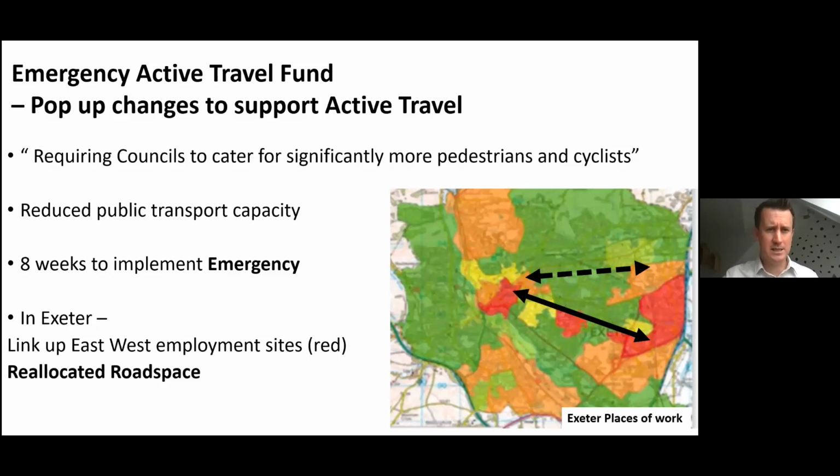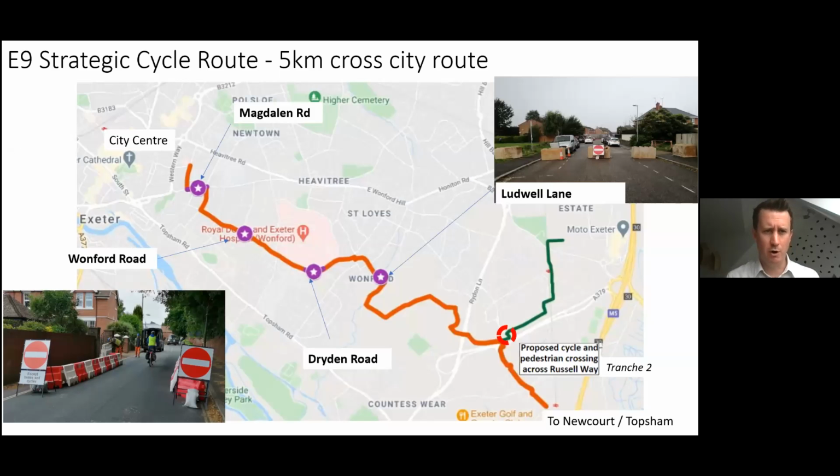The most prominent example was the creation of a cross-city strategic cycle route, which is 5 kilometres in length. We did this through a set of, I think surgical was the word Tom used, which is probably quite apt, key interventions to provide a low traffic route across the city. That included a mix of closing roads to through traffic with barriers, such as Ludwell Lane on the top right-hand side, or signed restrictions, like on the bottom left at Wanford Road, where we still enable buses and cyclists to go along. And Magdalen Road is also part of this route.